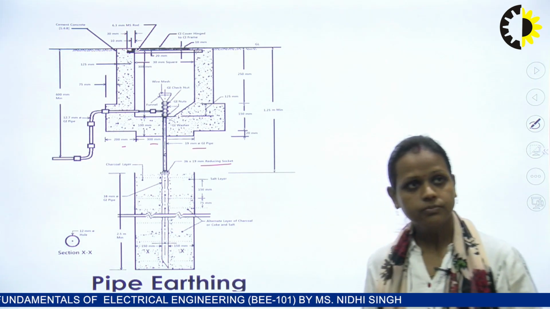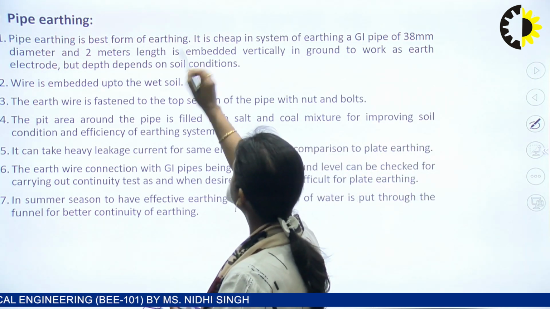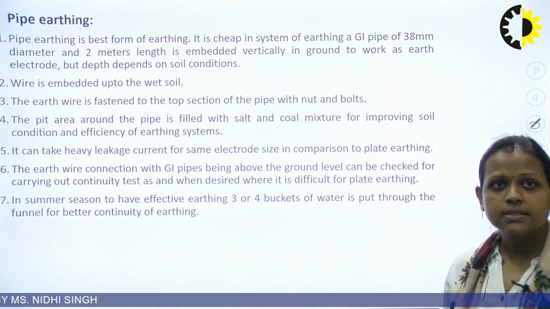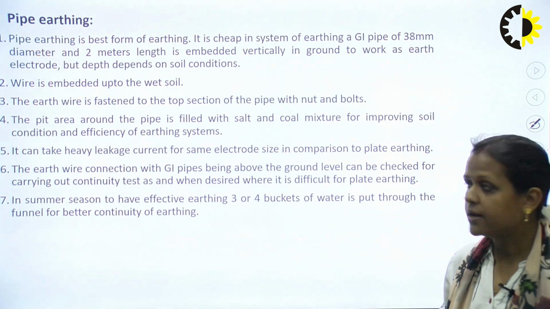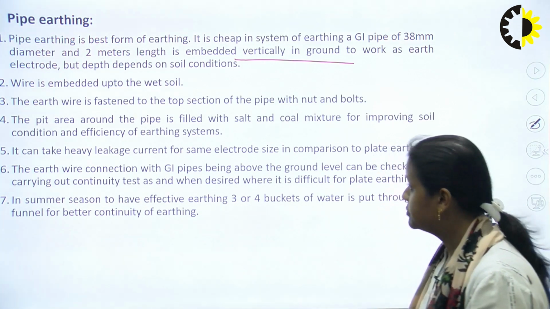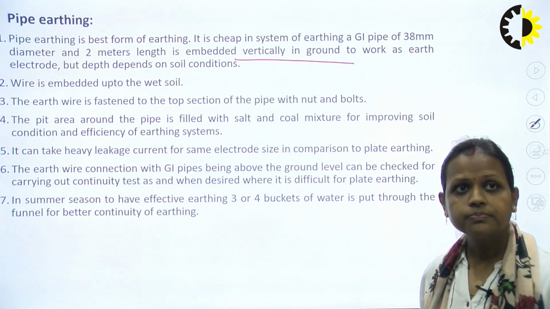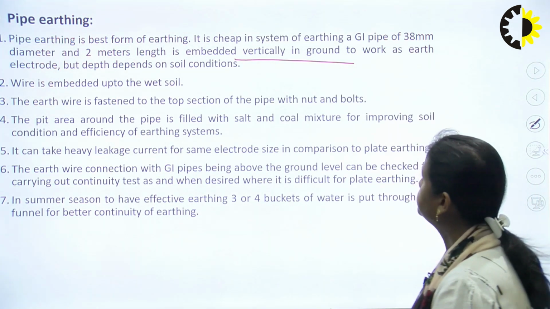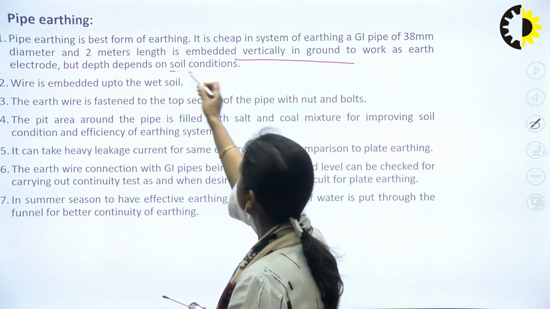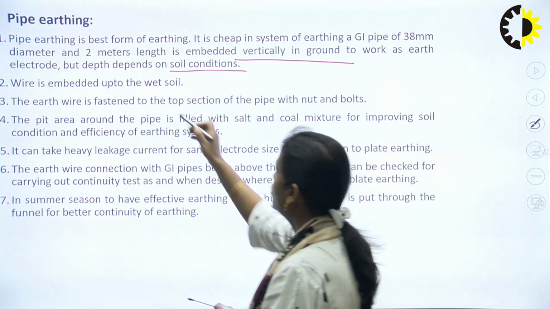Basically, pipe earthing is the best form of earthing. It is cheap in system of earthing, as this GI pipe of 38 mm diameter and 2 meter length is embedded vertically in ground, as in the previous slide you can see, right, it is embedded in the ground as an earth electrode, but the depth depends on the soil conditions. So the wire is embedded up to the wet soil.